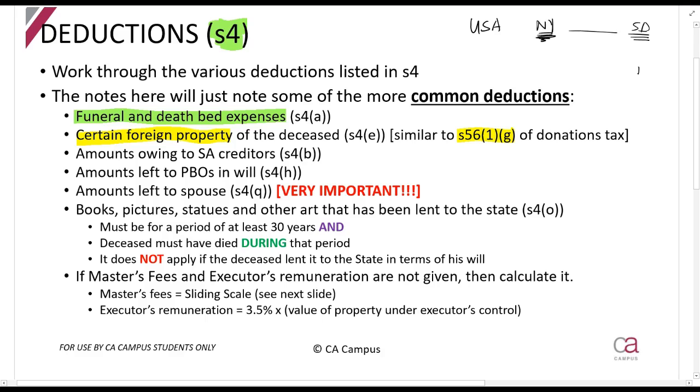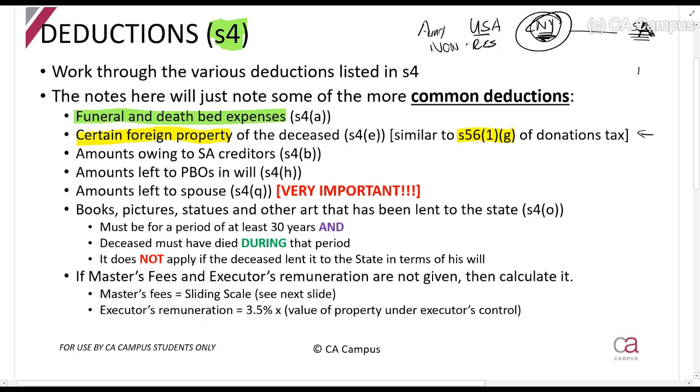The same thing applies if, let's say, I have an aunt in the USA who has a flat there. She's a non-resident. She passes away and I inherit the flat, so now I own this flat, and I'm a South African resident. If I then die, it'll be included in my property, but it will be a deduction here.